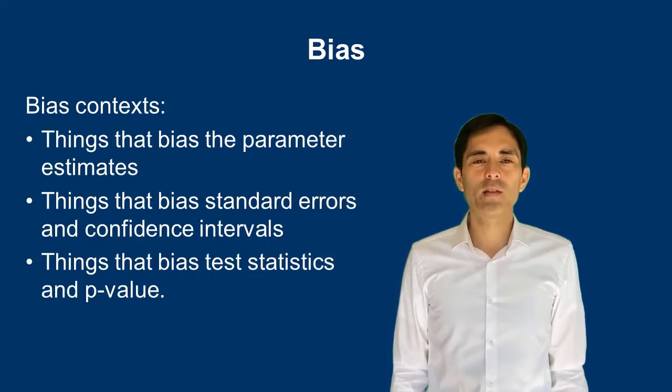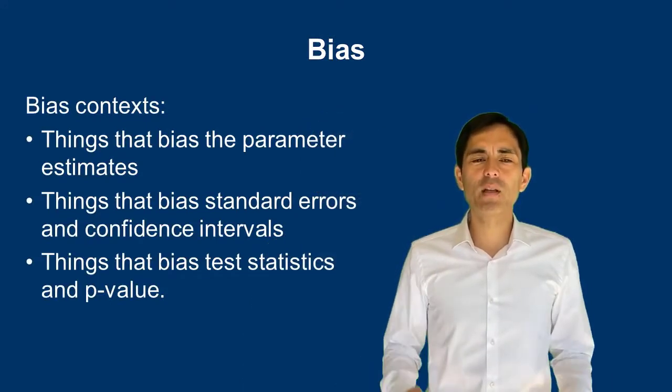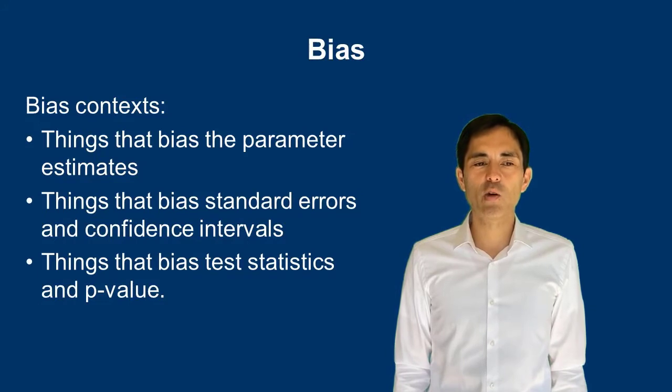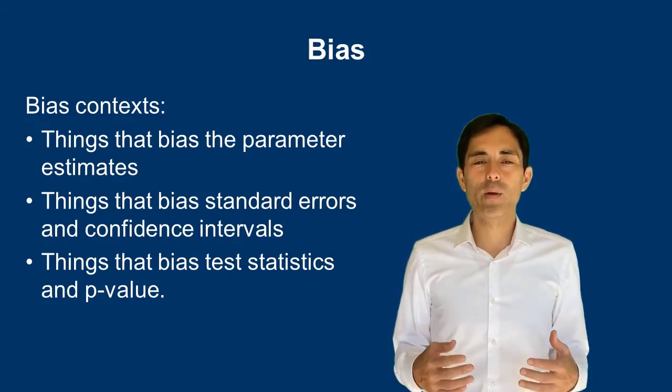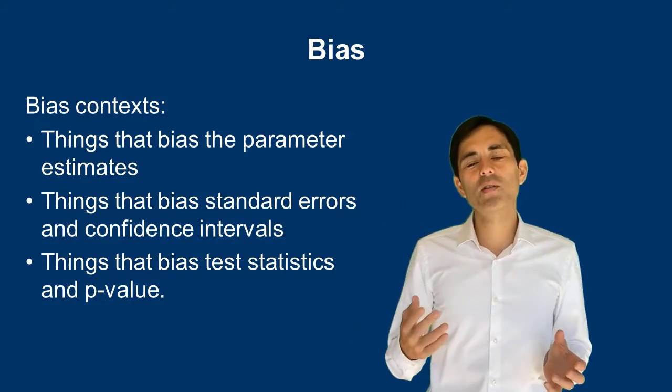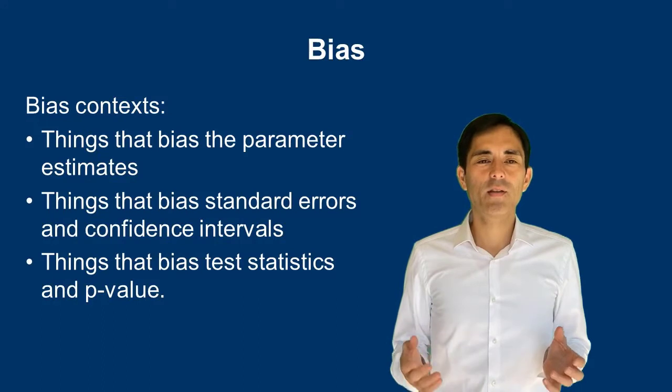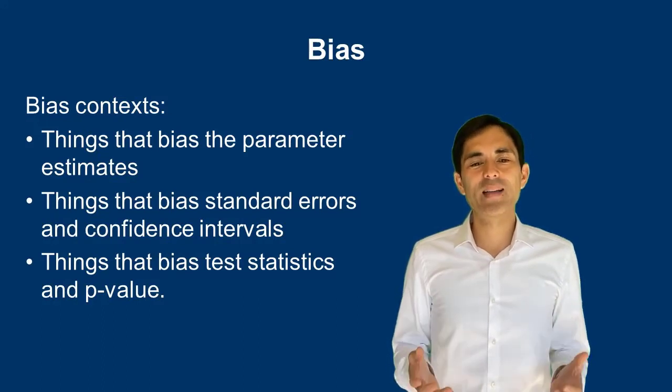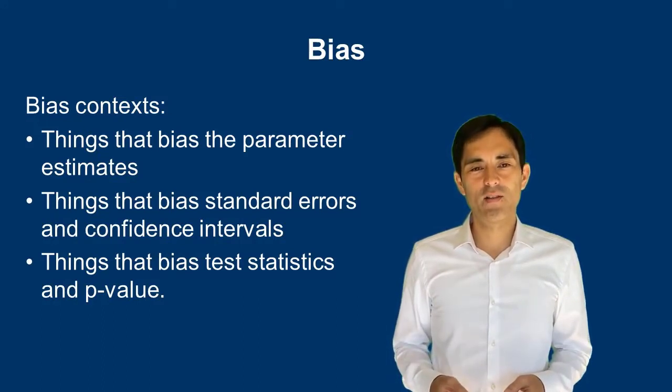So I think we can distinguish between, let's say, three different biases, or the context they are within. So first would be things that bias the parameter estimates. So the coefficients, they could be too high, too low, because of certain biases. Then there could be also a bias in the standard errors or confidence intervals.